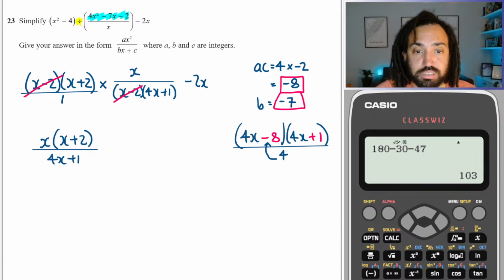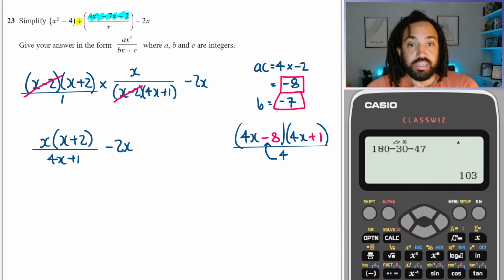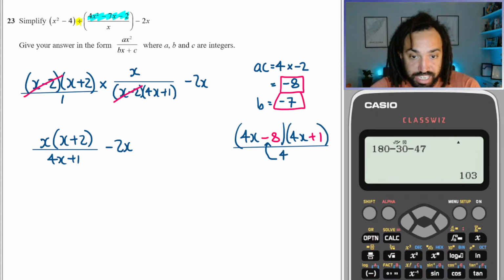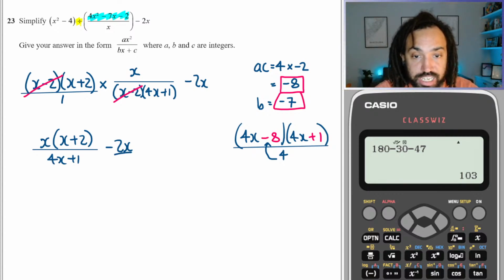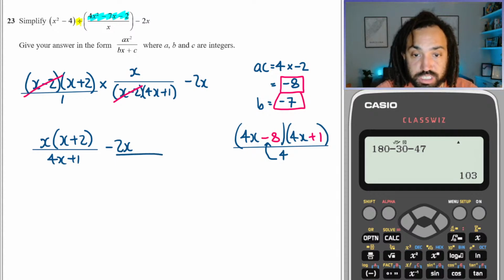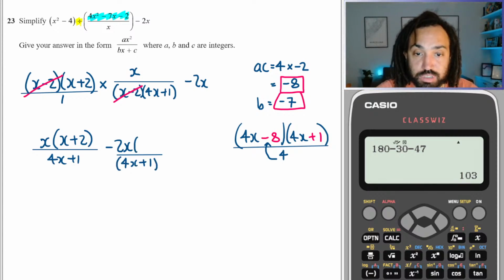4x plus 1 minus 2x. Okay. Now here comes the technique called forcing a denominator. If I want to add a fraction to a non-fraction, I'm going to turn it into a fraction by forcing a denominator, by writing the denominator there and then multiplying the top line by that denominator.